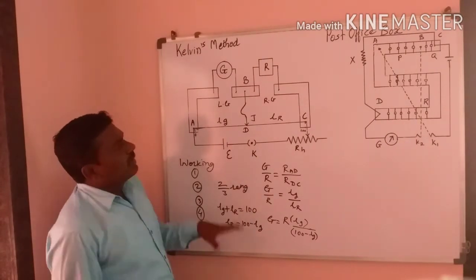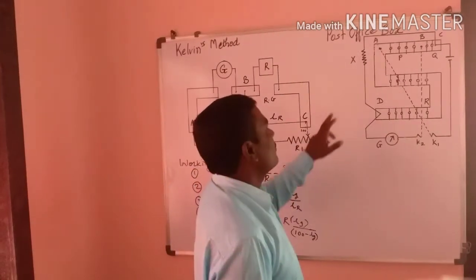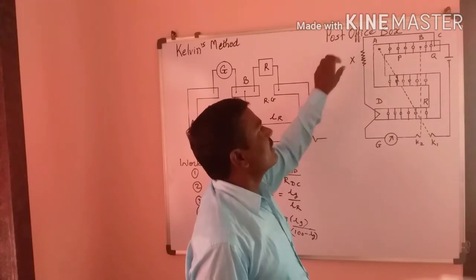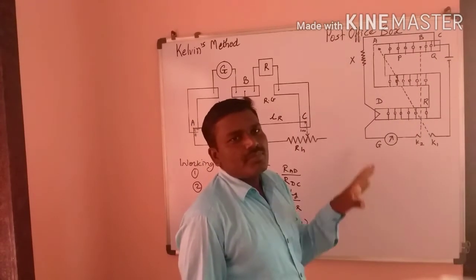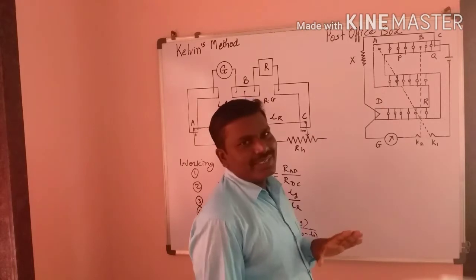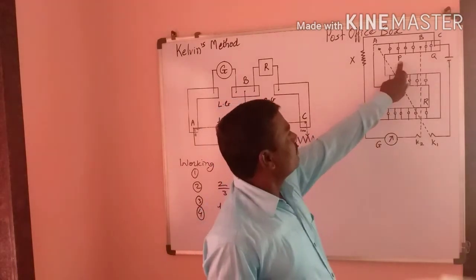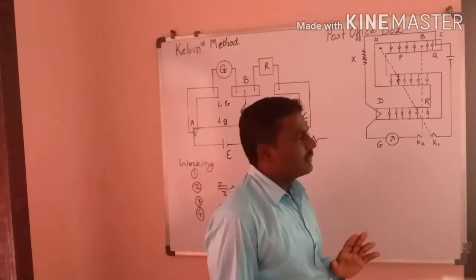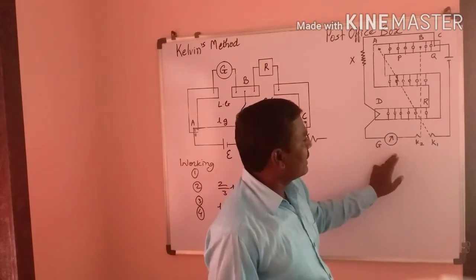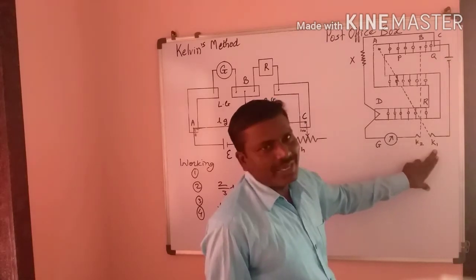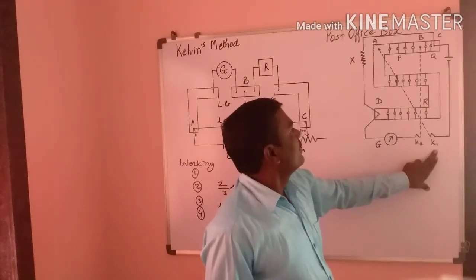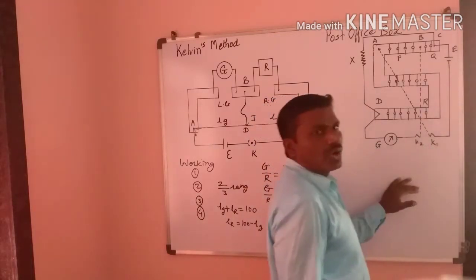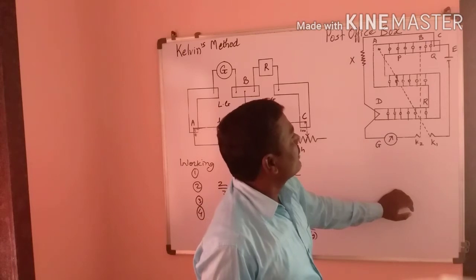Now let us concentrate on the post office box. Here we use the Wheatstone bridge; the post office box is a form of Wheatstone bridge. In that there are three arms. This P is an arm, Q is an arm, and R is an arm. Here G is the galvanometer. There are two tap keys, K2 and K1. And here E is the cell or battery given to that circuit.